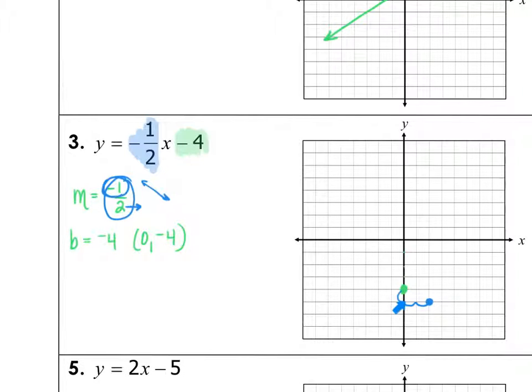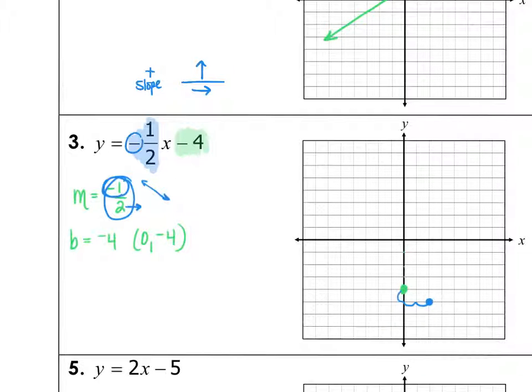Now, why didn't I go down 1 and 2 to the left? Well, that's 2 negative movements, which is going to make my line go up. If you go down 1 and 2 to the left, drop a point here, your line's going to go up. But this line slope is negative, so the line should be going down. So if it's a positive slope, you're going to go up and to the right.